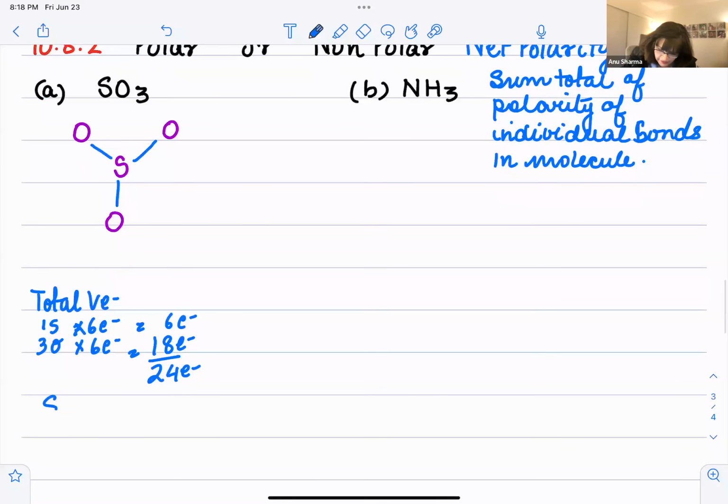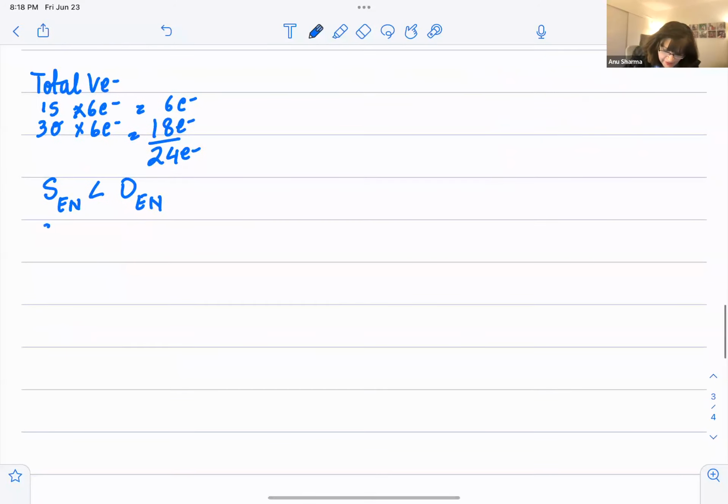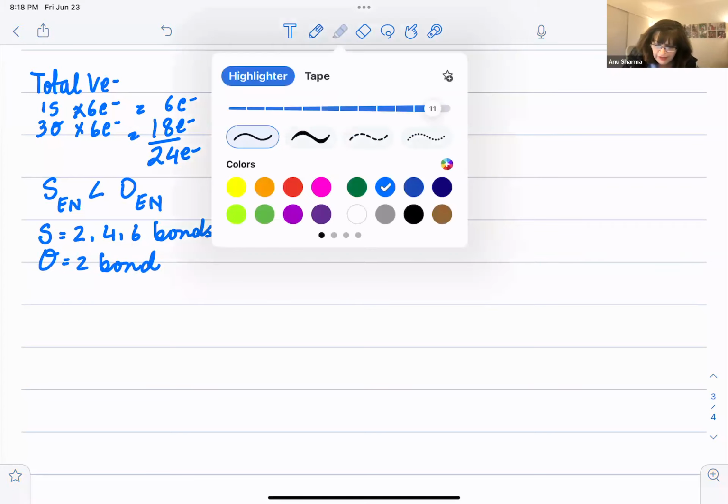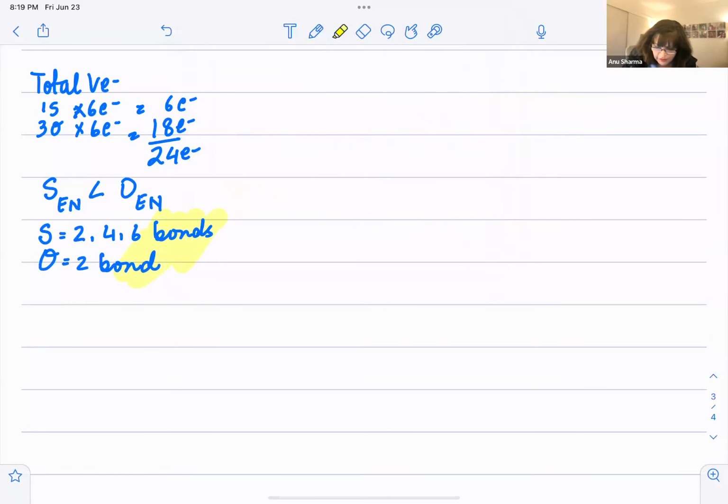Because sulfur's electronegativity is lower than oxygen's, sulfur gets the center spot. At the same time, sulfur can make 2, 4, and 6 bonds. This is very important, guys. Oxygen makes only 2 bonds. Because sulfur is able to make more bonds, sulfur is going to be in the middle. Bonding always takes the priority, so sulfur becomes the central atom based on its ability to generate numerous bonds.